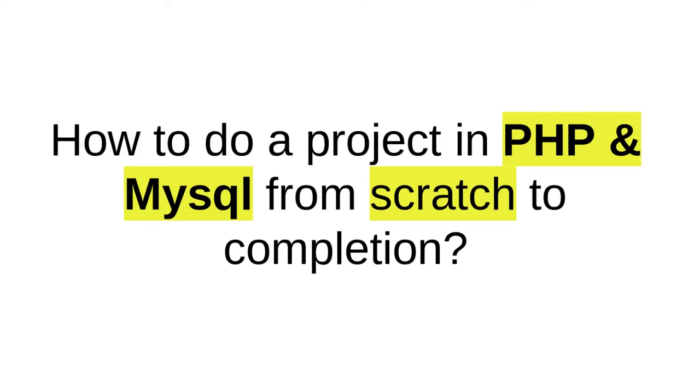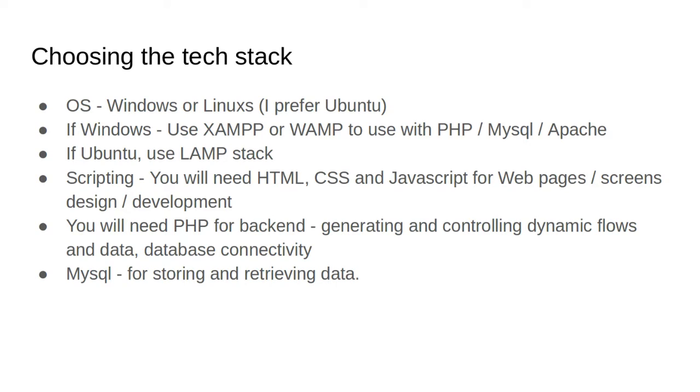So before going into how the coding works and how to start with the coding, we just want to look at what tech stack we need to have in our system. There are two cases in operating systems. You might be using Windows or Linux. I prefer Ubuntu; basically, I do coding in Ubuntu. If it is Windows, you need XAMPP or WAMP to use with PHP, MySQL, and Apache.